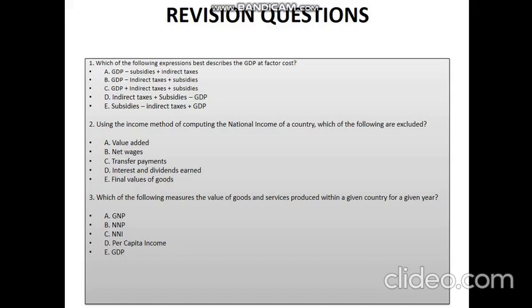Okay, now let's go to the revision questions. Please attempt to answer these questions according to what we taught today.